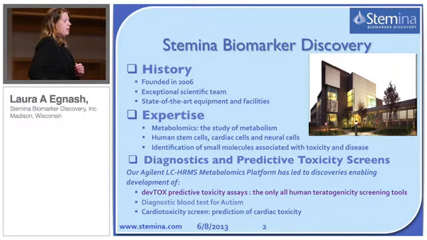Also, currently in development, we have a diagnostic blood test for autism, as well as a cardiotoxicity screen that we're working on. Of note, the predictive toxicology screens are for compound prioritization, so basically for decision making.